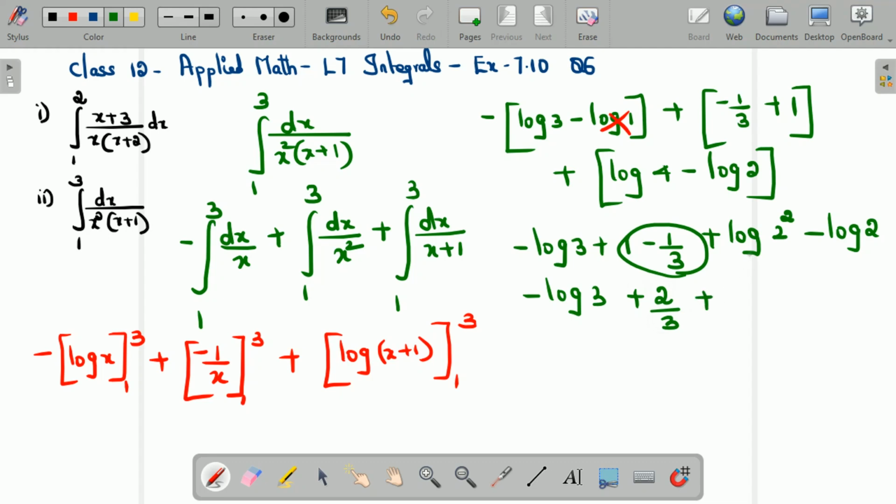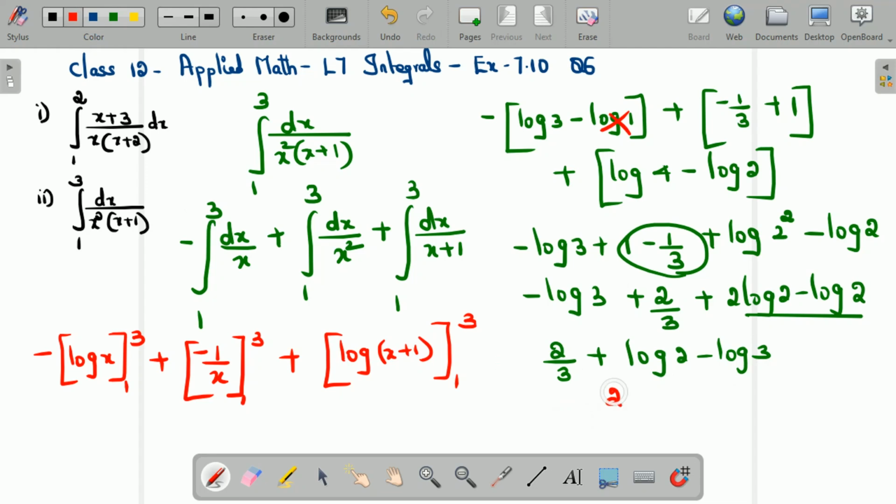Then this will become 2 log 2. Let's club that, 2 log 2 minus log 2. So this will become 2 by 3 plus, this alone will become log 2 minus log 3. We know log a minus log b is log a by b. So the final answer for this integration will be 2 by 3 plus log of 2 by 3.